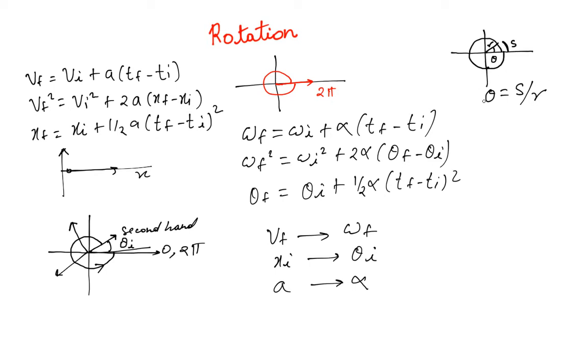And what are the units? As you can clearly see, we are dividing meter by meter, so angle has no units, but people call it radians. Just for the sake of calling, it's called radian.